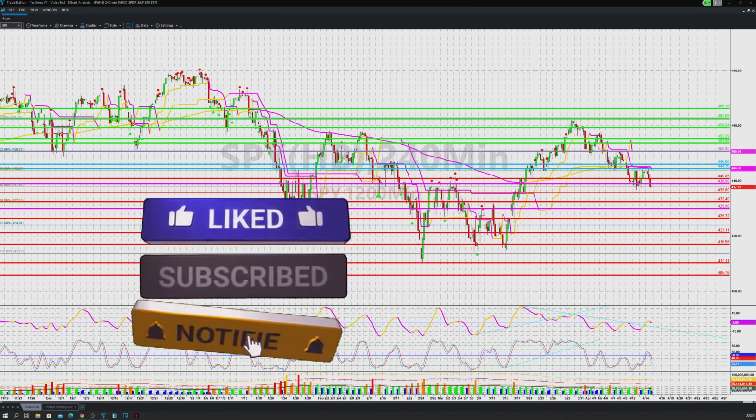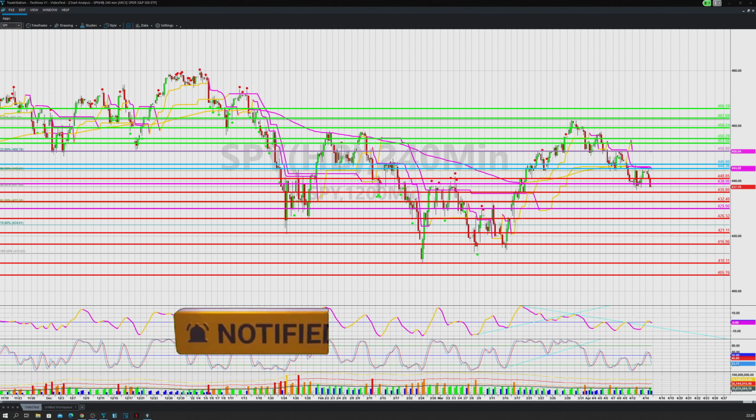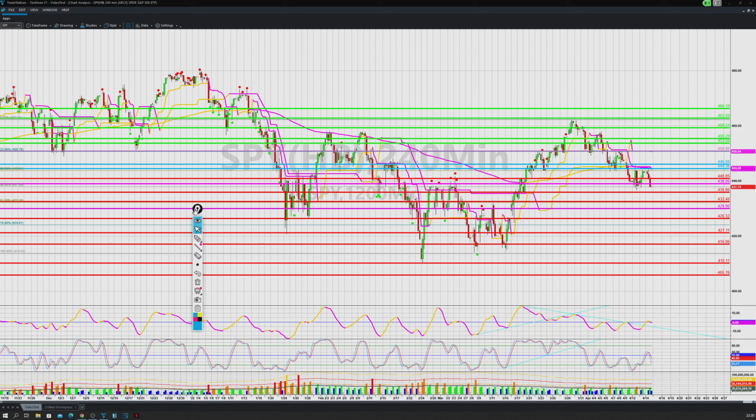Every time I forget where it is. So last week we started with this candle. My last prediction was that the 450 and the 446 is a no trade zone.